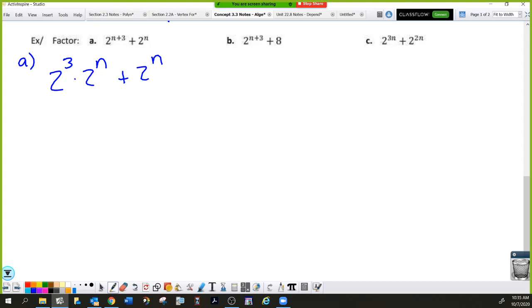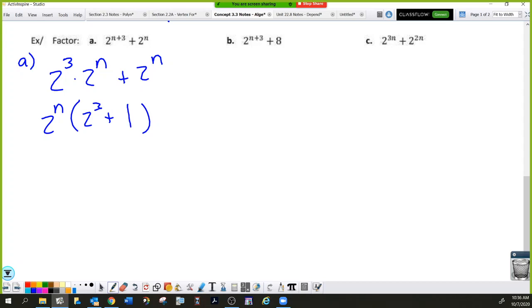Awesome. We were told to factor. The very first thing you should do anytime you're factoring is look for a GCF. I see a GCF. It's 2 to the n. So I can factor a 2 to the n away from both of these terms. When I pull the 2 to the n away from the first term, all that's left is a 2 to the third. And the last one is going to be a 1. I'm undistributing.